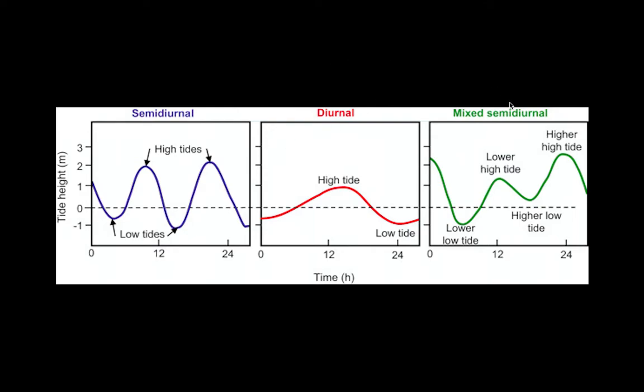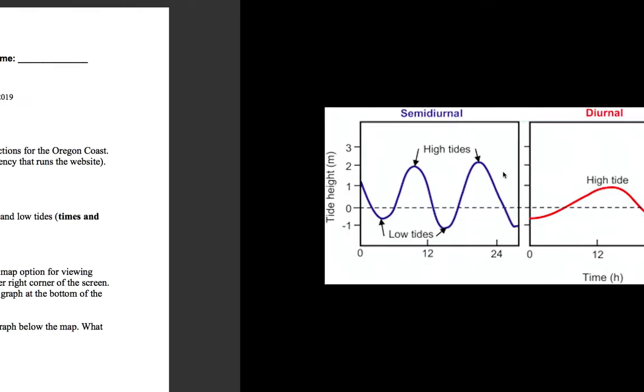Let's contrast that with mixed semi-diurnal. And you'll see again that we have two low tides and we also have two high tides, but they are not at the same height. What you end up with is a low tide and then a sort of low tide. Likewise, you have a high tide and then a sort of high tide. Okay, so like I said, depending on where you are in the world, you're going to have one of these tidal patterns. And that's what we are going to be looking at in this week's lab.